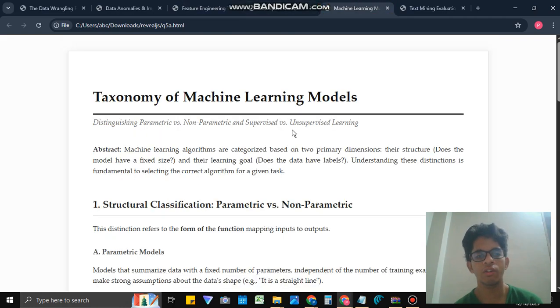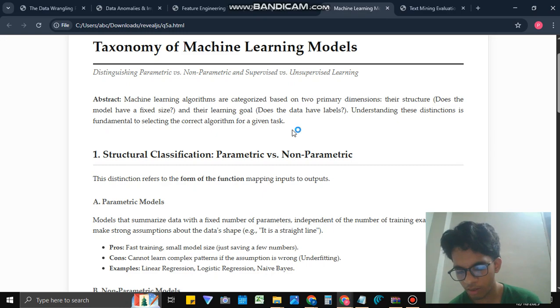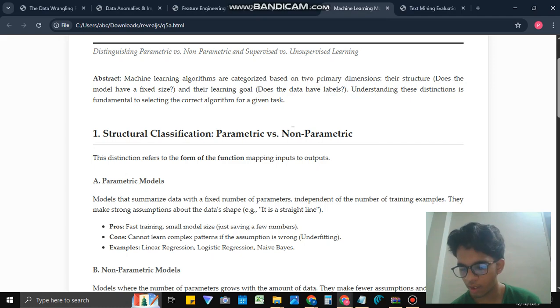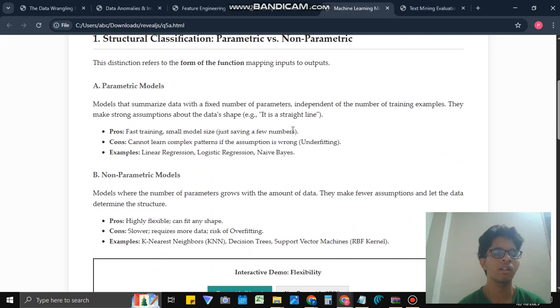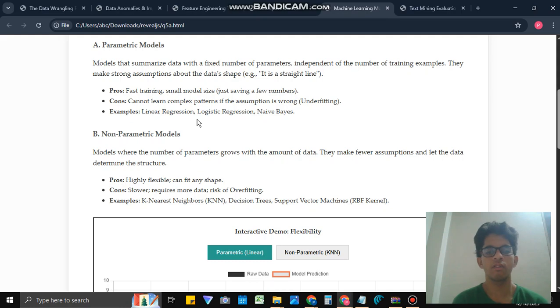Moving on to the next question, question number 5, in which we have to distinguish between parametric and non-parametric models and supervised and unsupervised learning. Parametric models are models with a fixed number of parameters, which are independent of the number of training examples. They make strong assumptions about the data, like it's a straight line, but the con is they cannot learn complex patterns, resulting in underfitting. Famous examples are linear regression, Naive Bayes, etc.